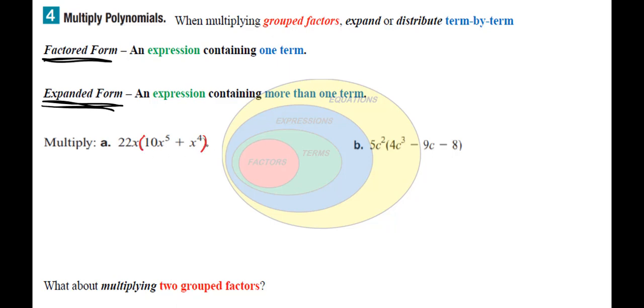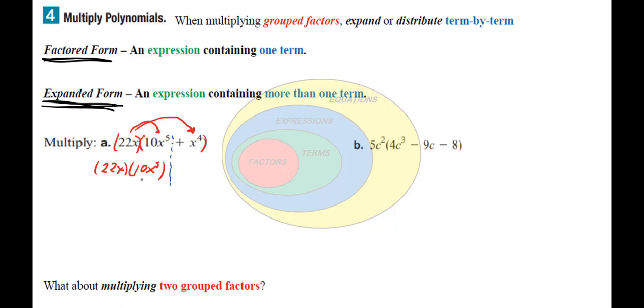So here's a grouped factor, and this grouped factor has two terms. In order to multiply, we take the 22x, which is just a term, and distribute it to the two terms that are in here. Each one of those is going to get distributed to. So when I multiply the 22x to each term, the first one, I'm going to take the 22x and multiply it by the 10x to the fifth.